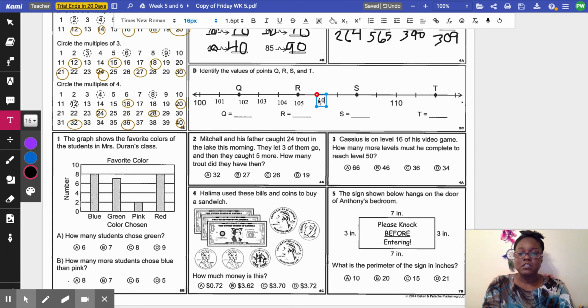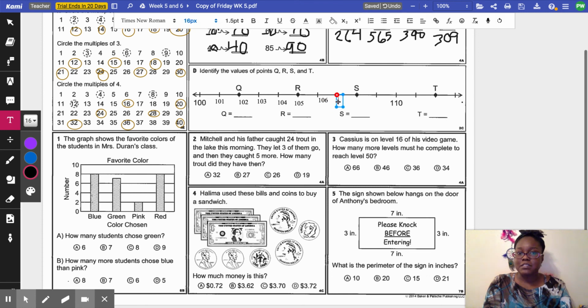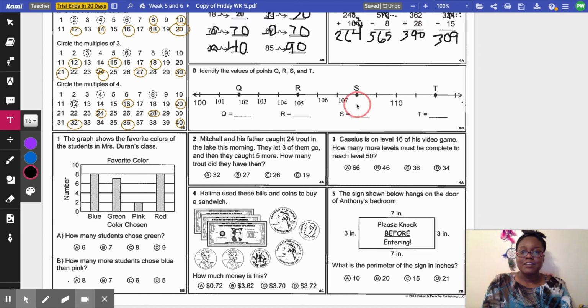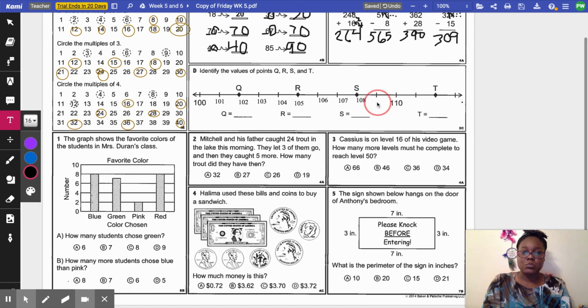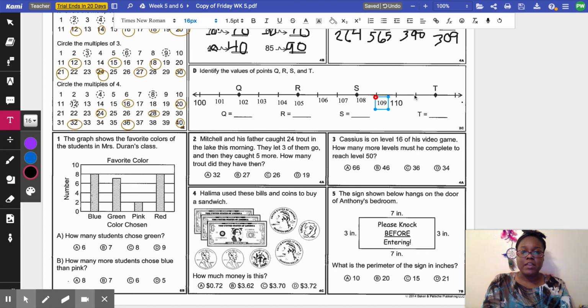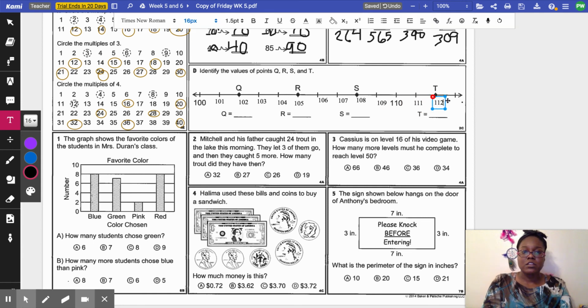106. 107, possibly. S is 108. The next one is 109. Then we have 110, 111. T is 112. And then this last one is 113.